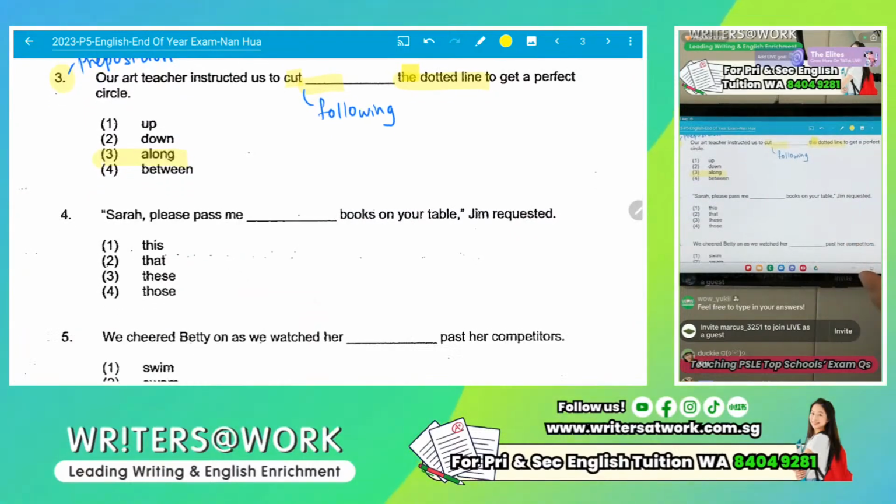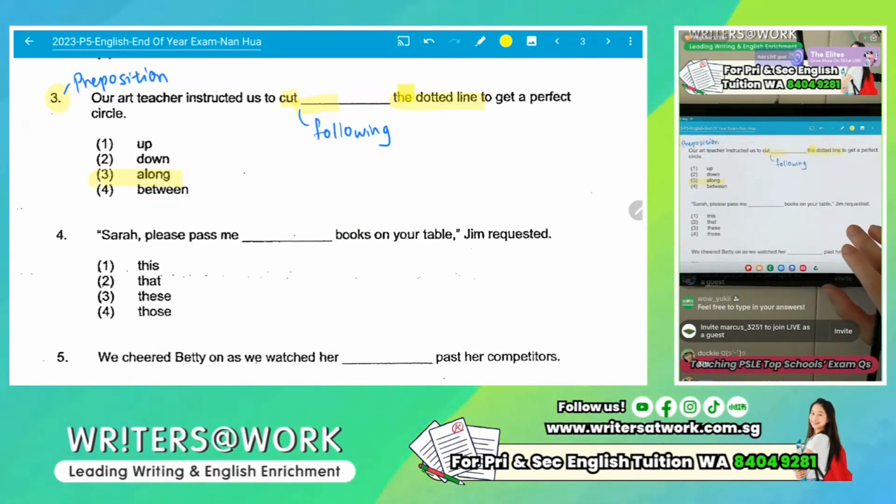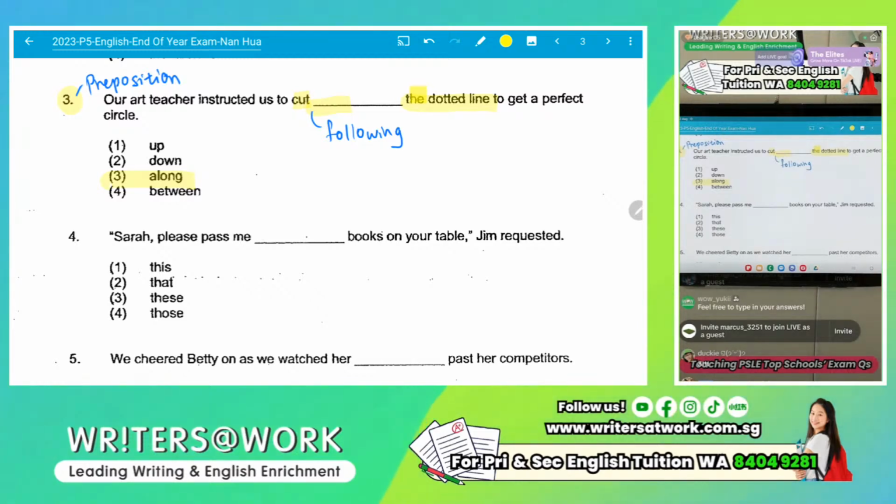Question 4. Sarah, please pass me blank books on your table, Jim requested.